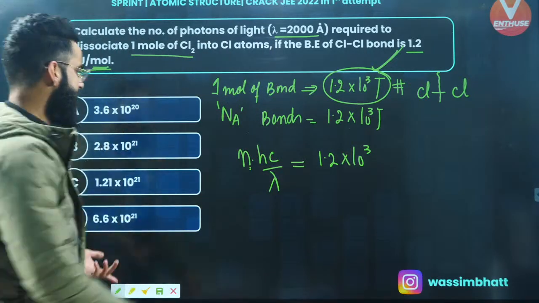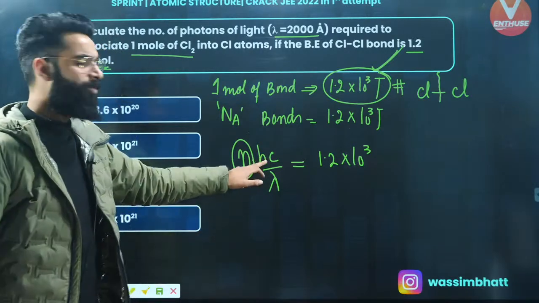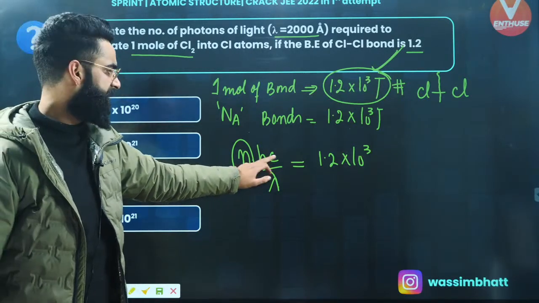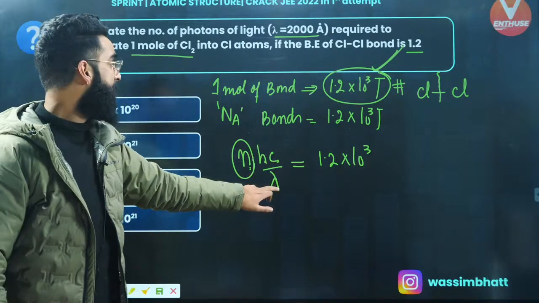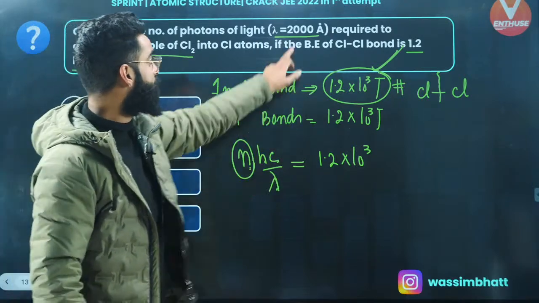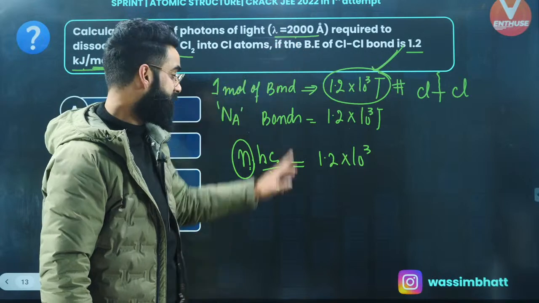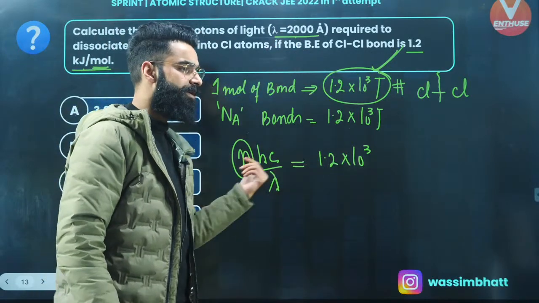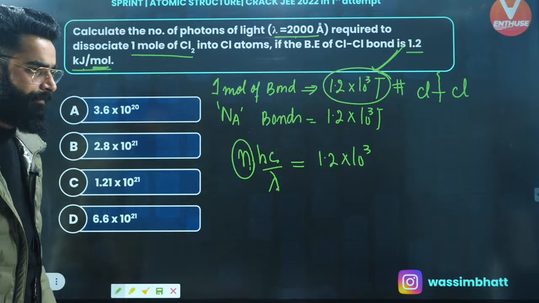What do I need to calculate? I need to calculate the value of n. h, Planck's constant, is 6.6 into 10 raised to the power minus 34, c is 3 into 10 raised to the power 8. The lambda value is going to be 2000 into 10 raised to the power minus 10 meters, right? This term is already in joules. From here you can easily calculate the value of n, right people?